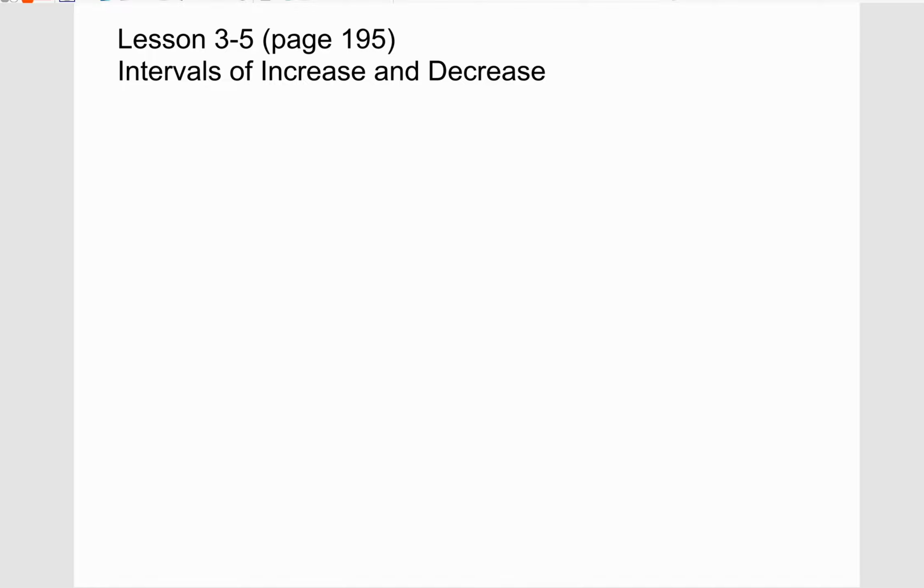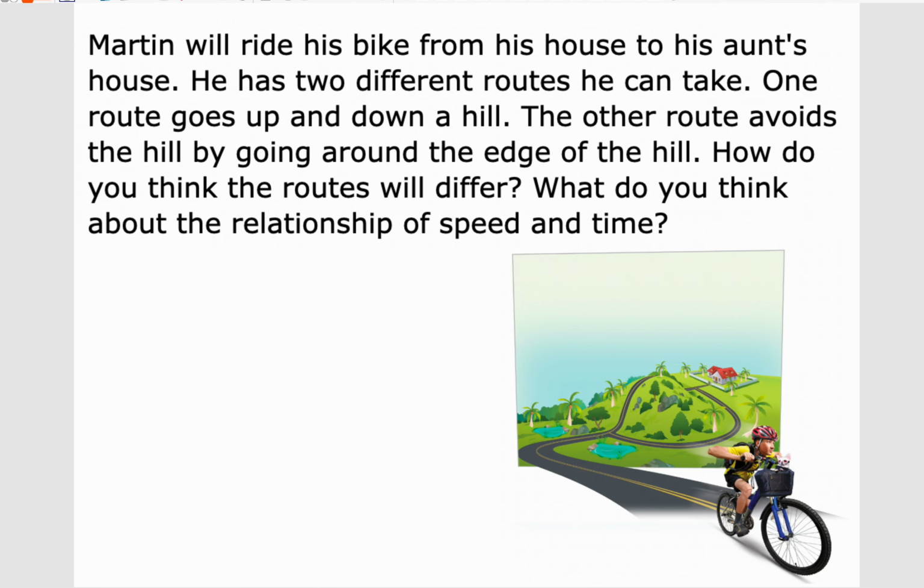For the warm-up, it's a pretty simple warm-up today. Martin will ride his bike from his house to his aunt's house. He has two different routes that he can take, and you can see them in the picture. One route goes up and down a hill. So there's the hill. It goes up and down the hill. And then the other route avoids the hill by going around it. So there's the route around the hill. How do you think the routes will differ?